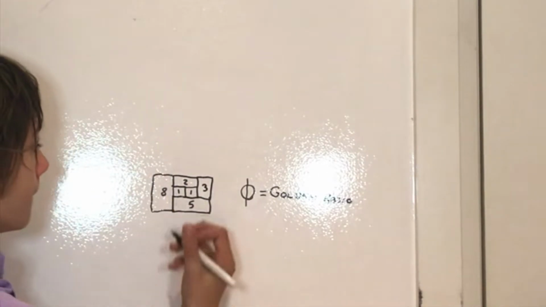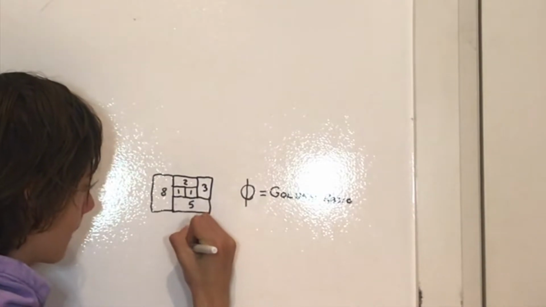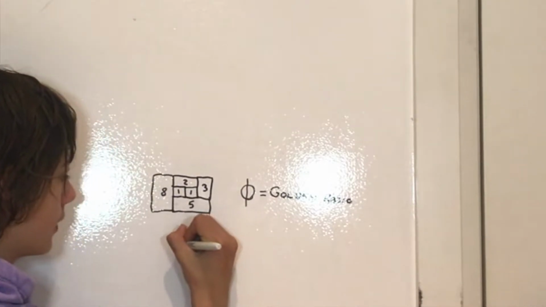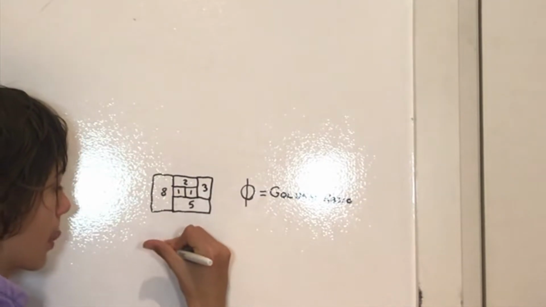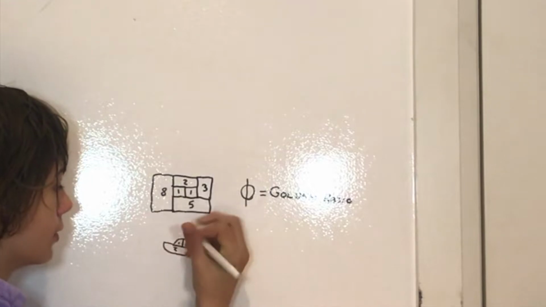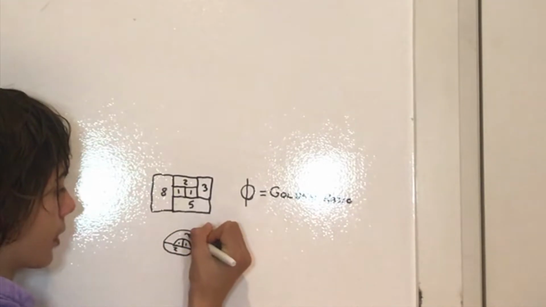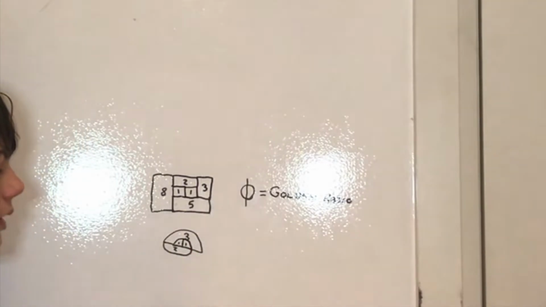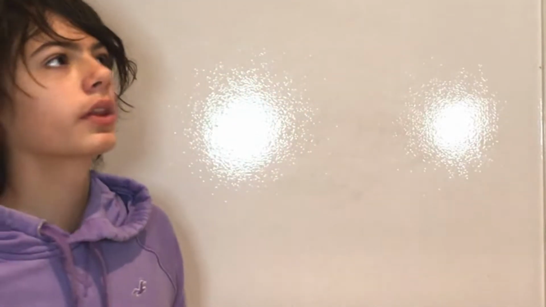For example, in seashells, you have this, where it is 1, 1, 2, 3, and so on and so on until you have this beautiful spiral shape which you see in nature. Let's go on to probably one of the most famous examples of the Fibonacci sequence, which is the rabbit problem.